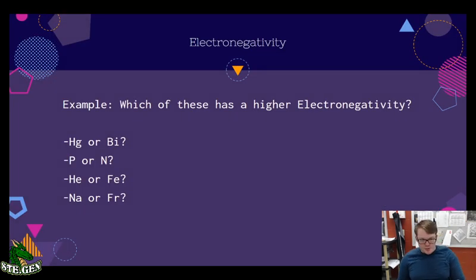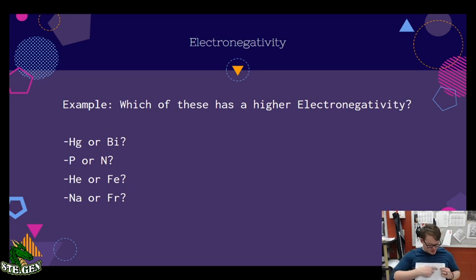So, just like before, we're going to do our questions again. Which of these has a higher electronegativity? Again, we're going to do our point to. This electronegativity points to fluorine, so whichever one is closer to fluorine has a higher electronegativity. Hg is down here. Bi is further to the right of it. That means it's closer to fluorine, so Bi has a higher electronegativity.